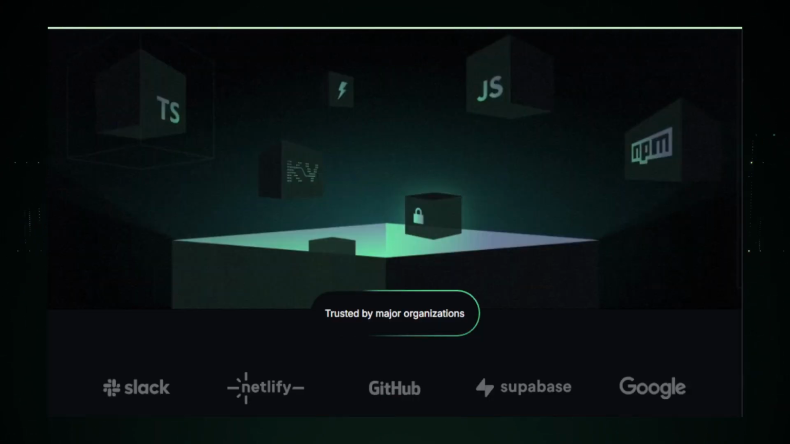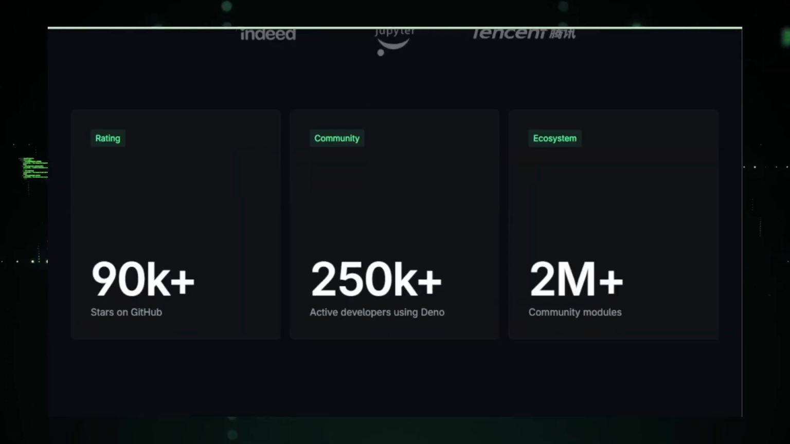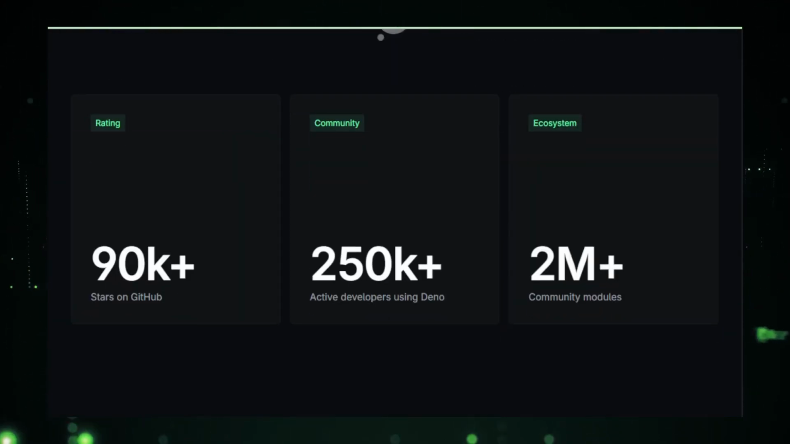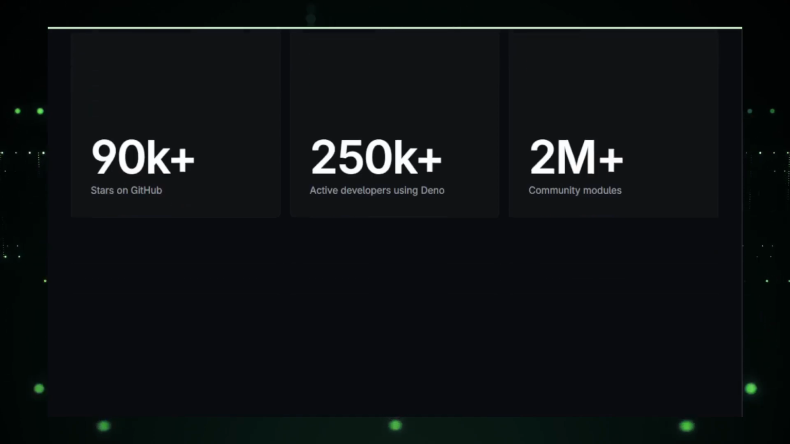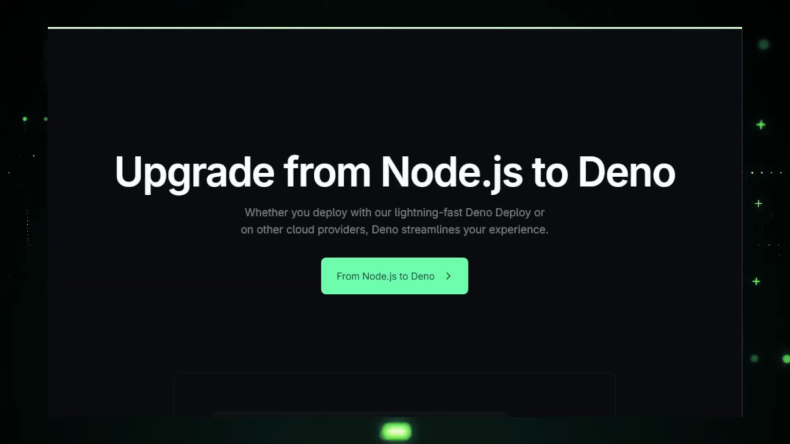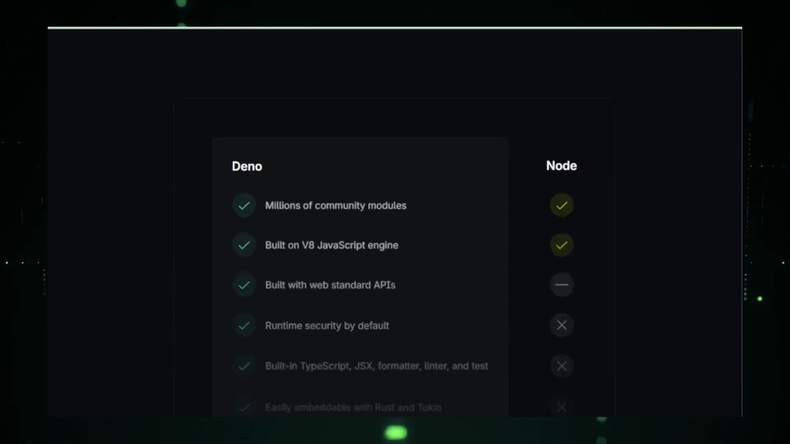Deno is a runtime environment that emphasizes security, module management, and developer productivity. With its unique features and design philosophy, Deno is rapidly gaining attention in the JavaScript community as a viable alternative to Node.js. One of the standout features of Deno is its secure execution environment.